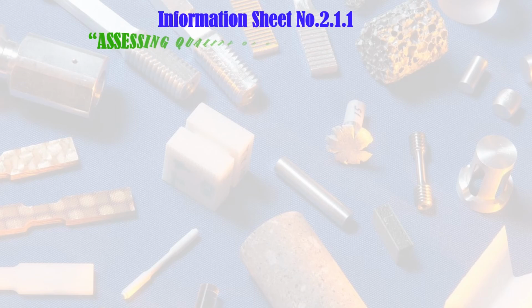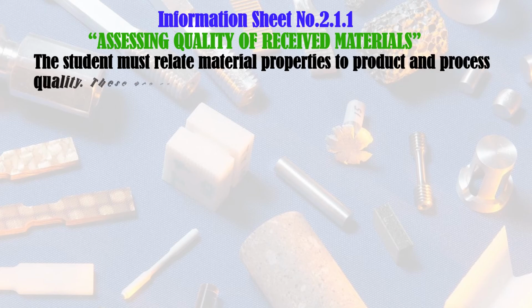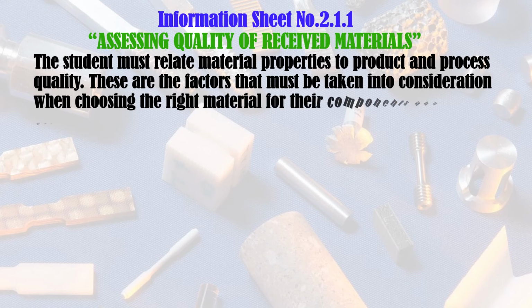Assessing quality of received materials. The student must relate material properties to product and process quality. These are the factors that must be taken into consideration when choosing the right material for their components and assemblies.